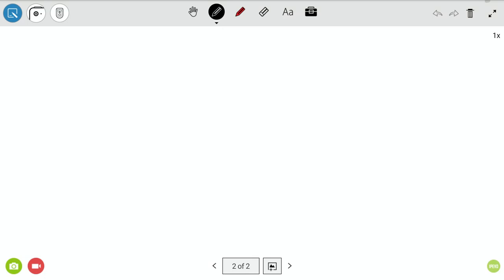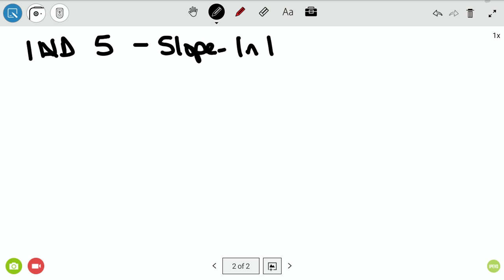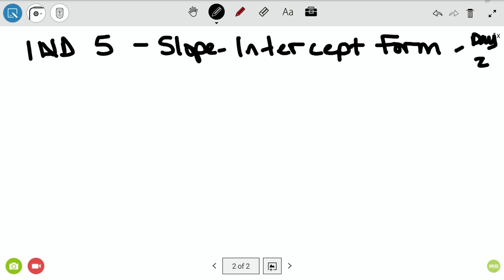And just as a quick review, so we've got Indicator 5, and we're going to do Slope-Intercept Form, and then again, this is Day 2. Okay, and as a review from yesterday, we have linear equations, and linear equations just simply means equations that when you graph them, they make a straight line.